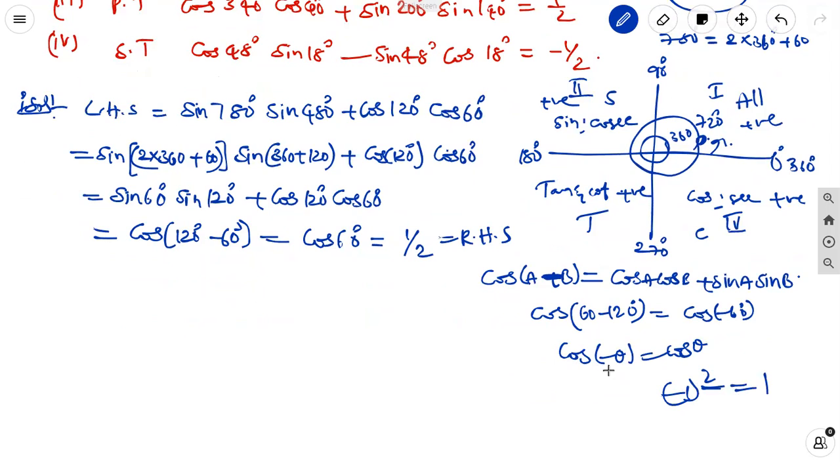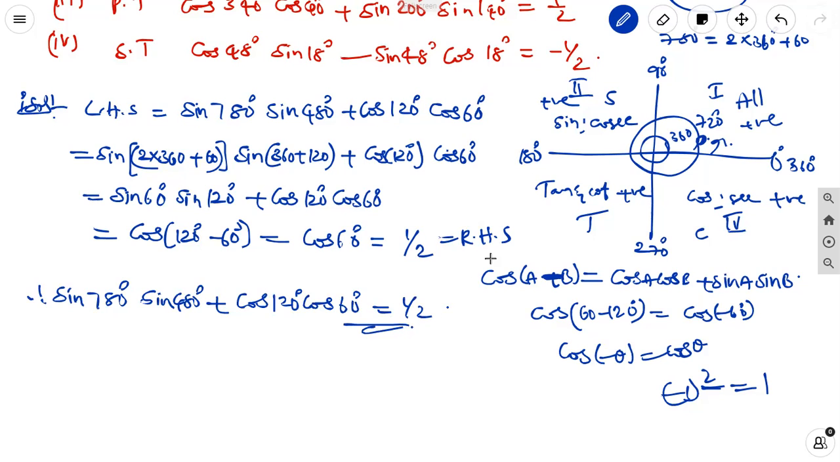In the same case, cos of minus theta is cos theta. Either you can take 120 minus 60 or 60 minus 120, you get the cos 60 only. Why? Because it is an even function. So the value of cos 60 is 1 by 2. Therefore, sine of 780 degrees, sine of 480 plus cos 120 cos 60 is equal to 1 by 2. Okay. This is the procedure how we can do.